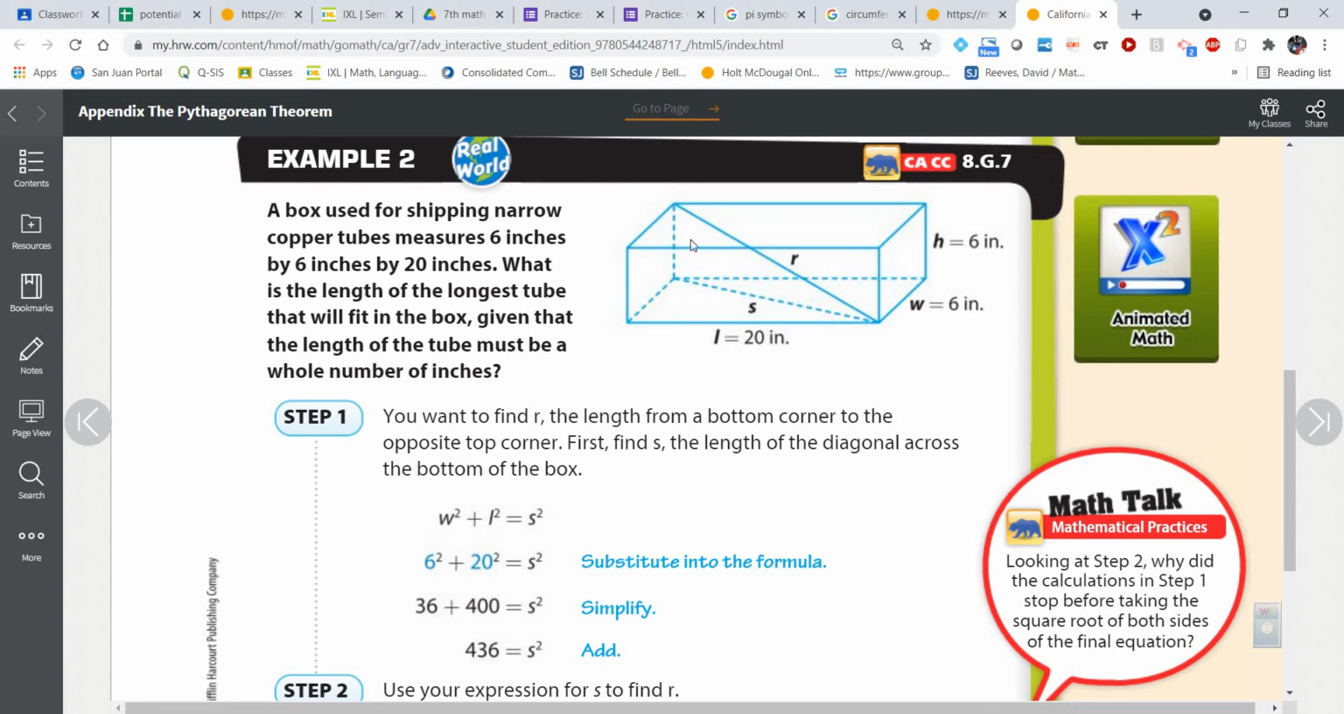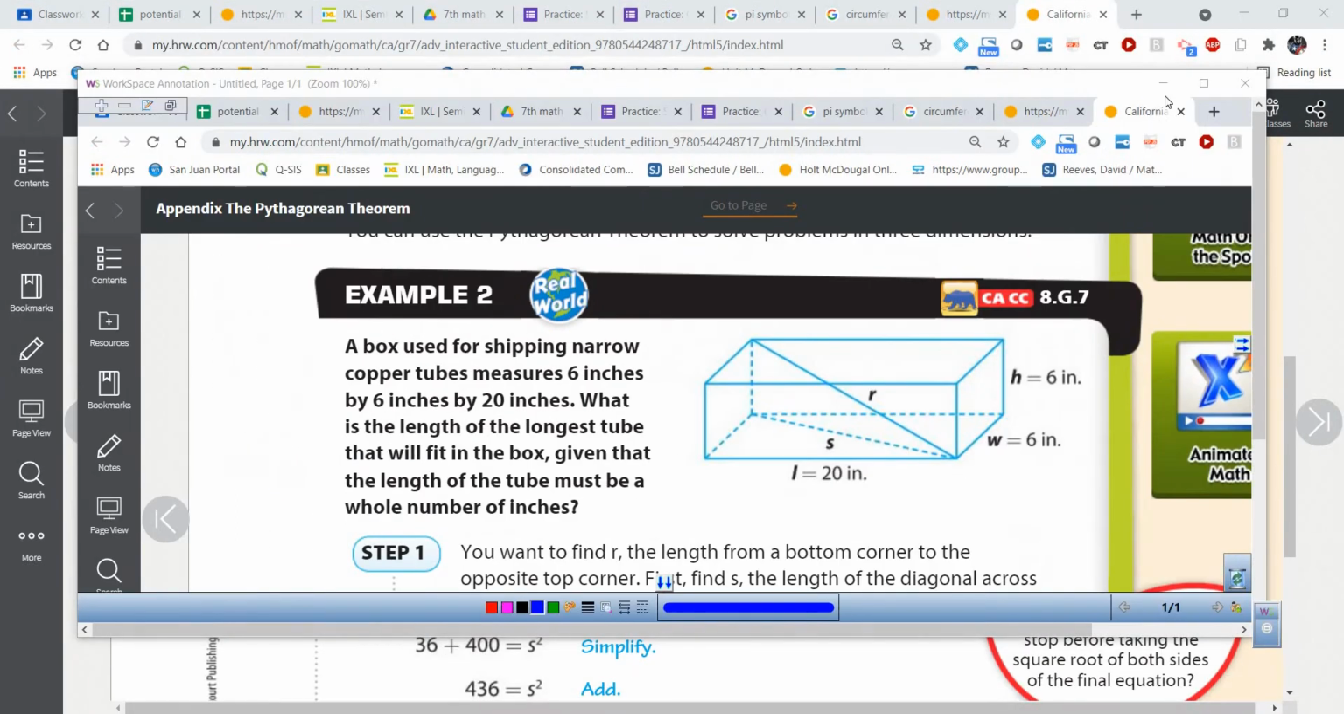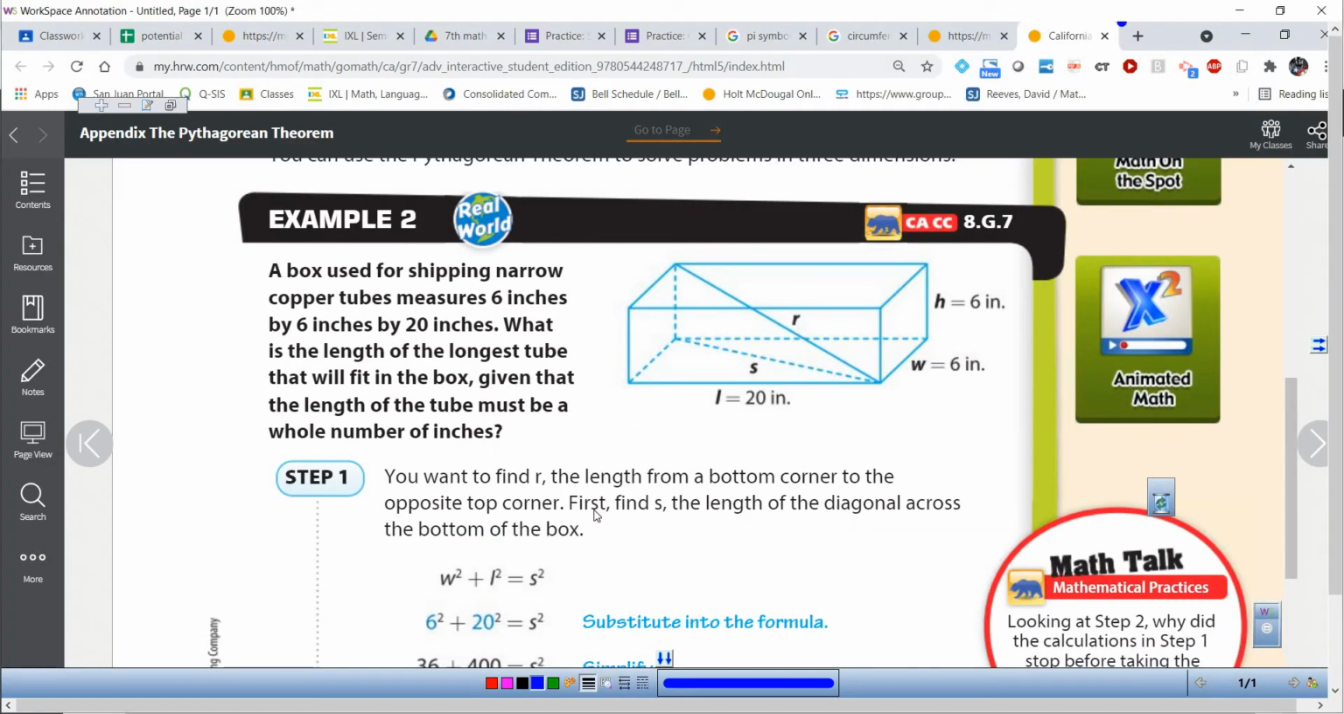So we're going to be asked to find that length R, and we're going to do it by using the Pythagorean theorem twice. That's right, twice. Isn't this exciting? Using the Pythagorean theorem once is amazing. Using it twice is even more amazing.